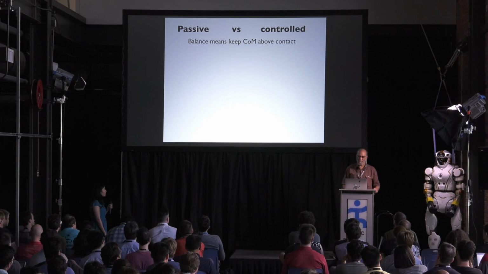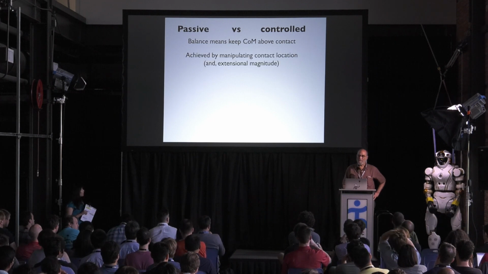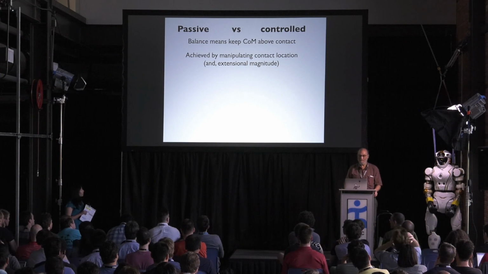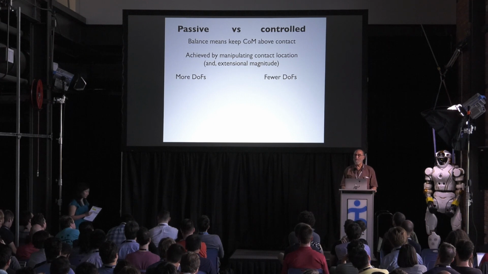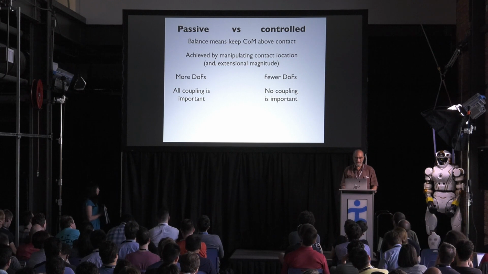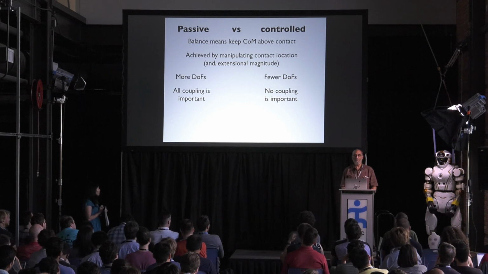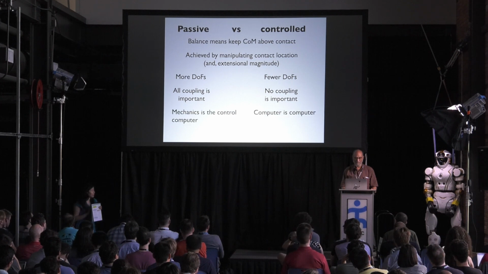Okay, balance versus passive versus controlled. Balance means keeping the center of mass above the contact. That's true whether you're doing passive or controlled. Whether you're doing passive or controlled, the balance is achieved by manipulating the contact location or pushing off. In passive, you have more degrees of freedom. In controlled, you kill those degrees of freedom by using the control on the easy-to-control degrees of freedom. In passive, all the coupling is important. In a controlled situation, you've got rid of the coupling because you're controlling, for example, the steering degree of freedom or where the foot is in swing phase.